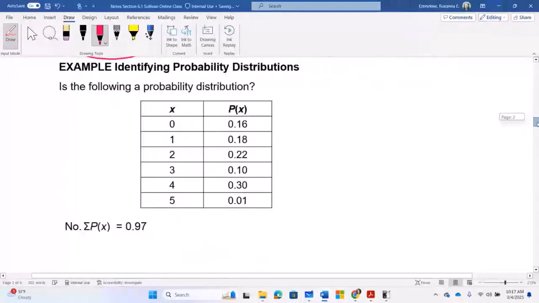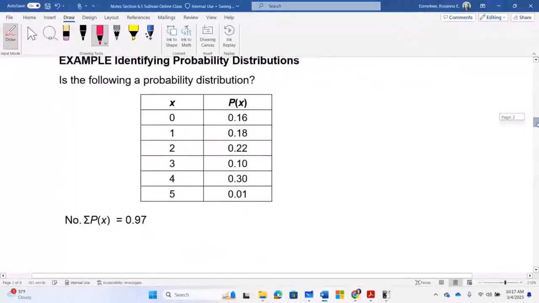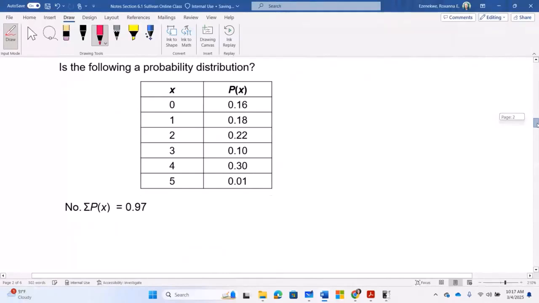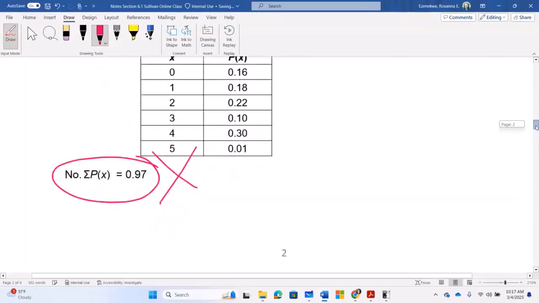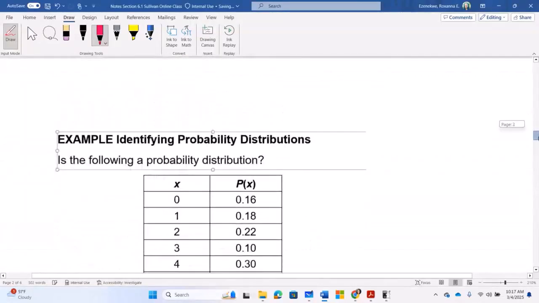Is the following a probability distribution? The same thing. If it's a probability distribution, the sum of all the probabilities must be 1. But you can see now they changed it, the sum of all the probabilities is not 1. Therefore, this one is not a probability distribution. And if it's not a probability distribution, you do not need to go and calculate the mean. You do not need to calculate the standard deviation because it hasn't obeyed the rule. So you cannot continue. The only time you continue is when the sum of all the probabilities is 1, in other words, when it obeys the rule of probability.